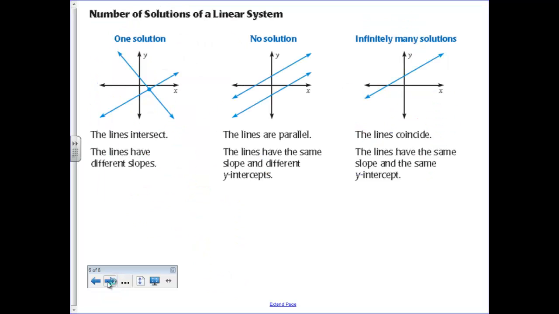Here's just another visual aid. I think we put this in a previous lesson on what one solution, no solution, infinitely many solutions would look like. Two lines that intersect, two lines that are parallel, or two lines that are exactly the same line.